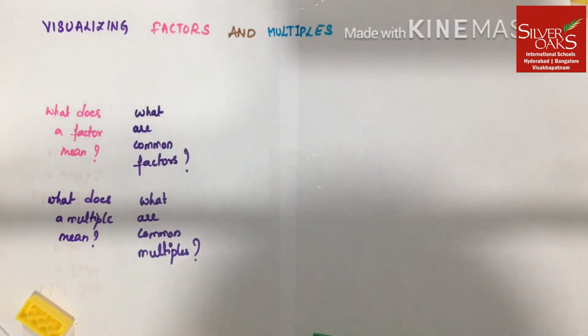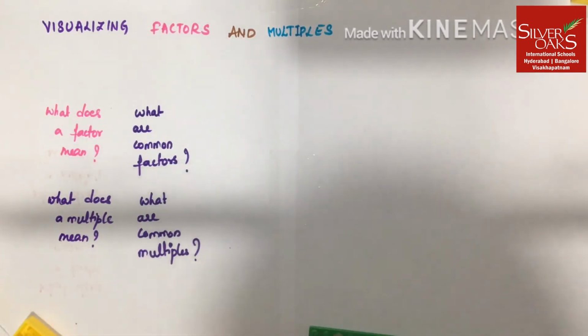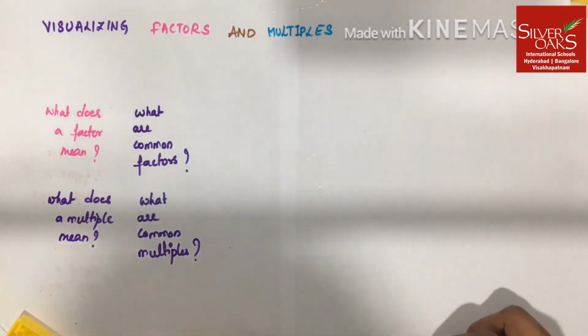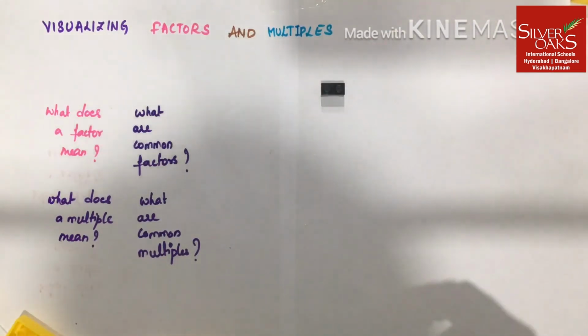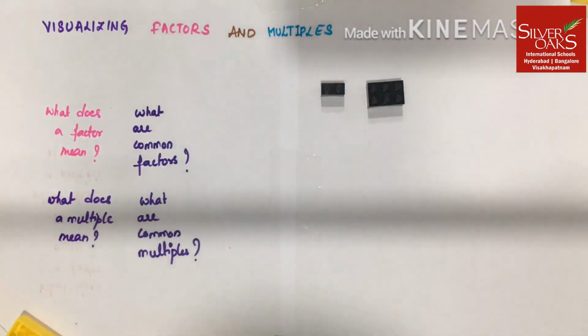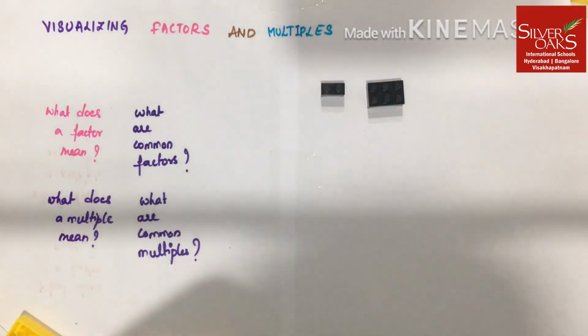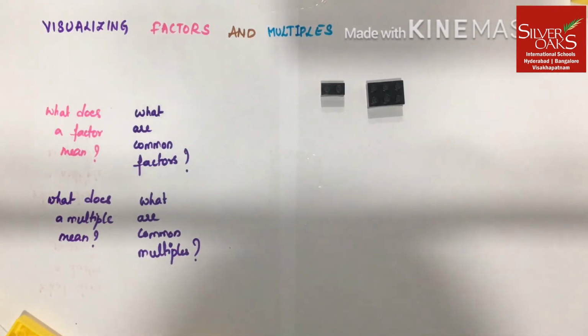Now let us try to visualize common multiples. Before I do this, I want you to try it first. I want you to figure out the common multiples of 2 and 6. Just think about it for sure. Pause the video over here and start using your Legos to understand what a common multiple means.